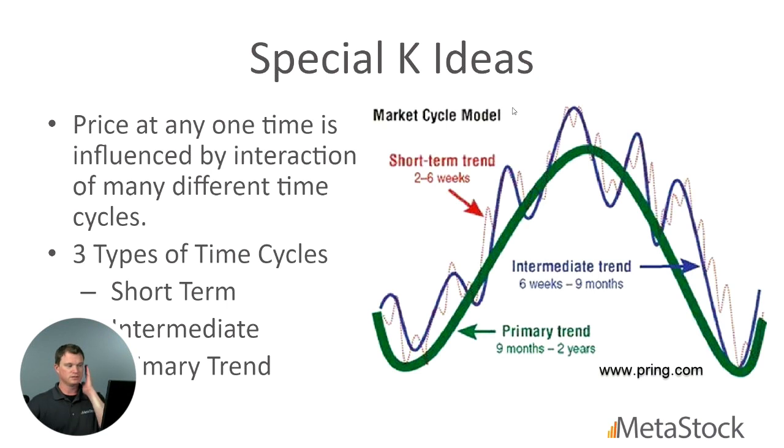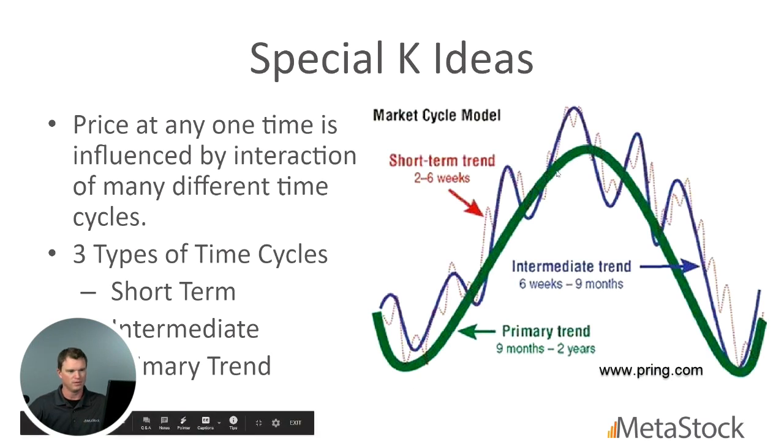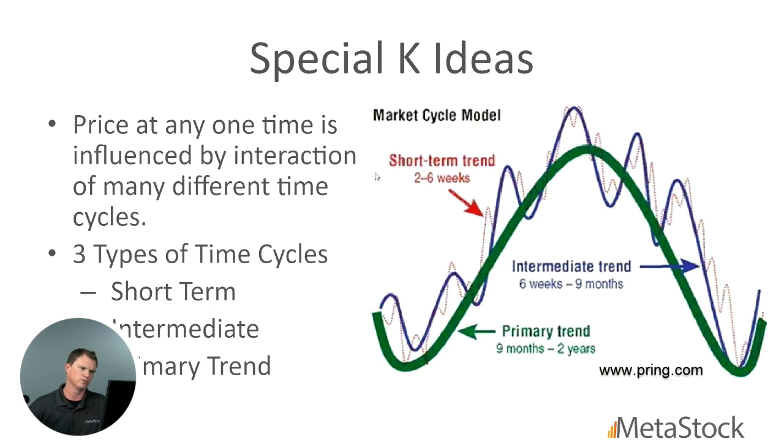So what this does is it uses a primary trend to shorten intermediate. So his primary trend is that big, thick green indicator here, and that usually is a trend for 9 months to 2 years. It's a very, very long-term trend, but that's his primary trend that he looks for. And then he's got his intermediate, which is usually about 6 weeks to 9 months, and then the short term, which is 2 to 6 weeks. And he basically called this the Special K.